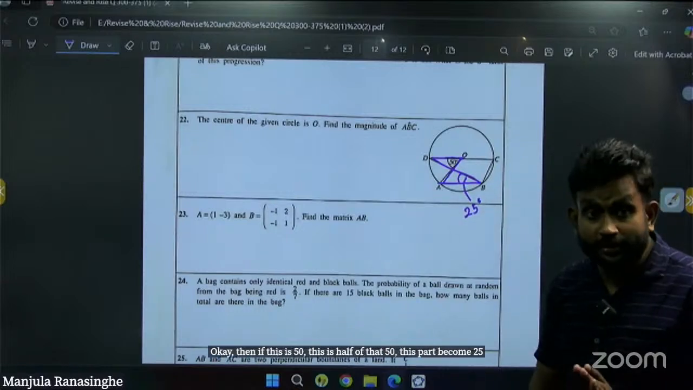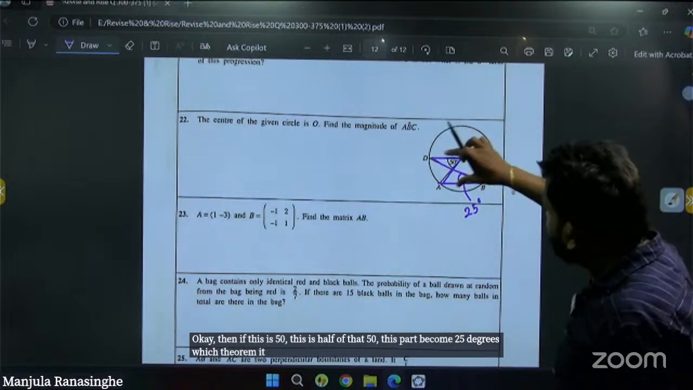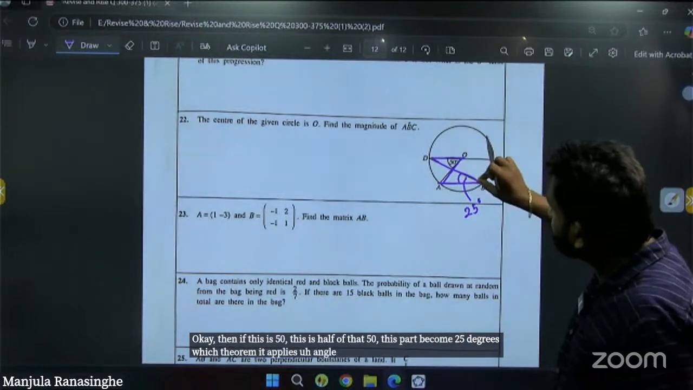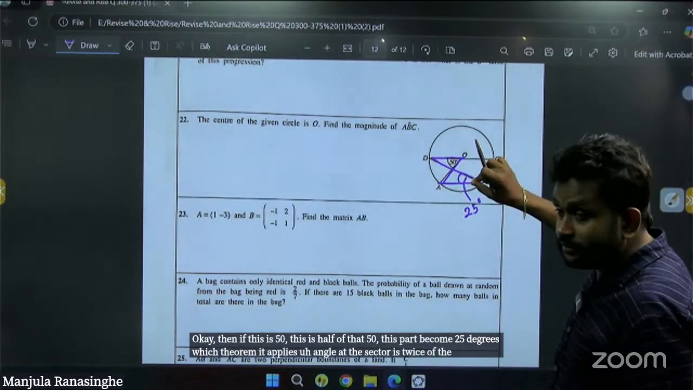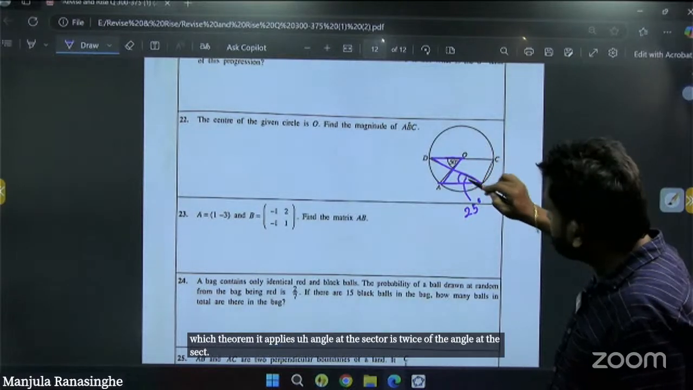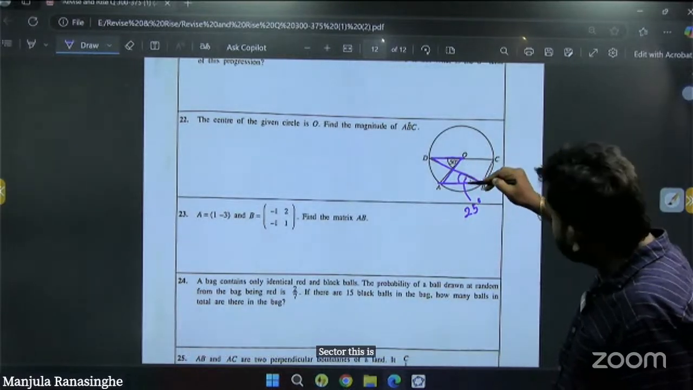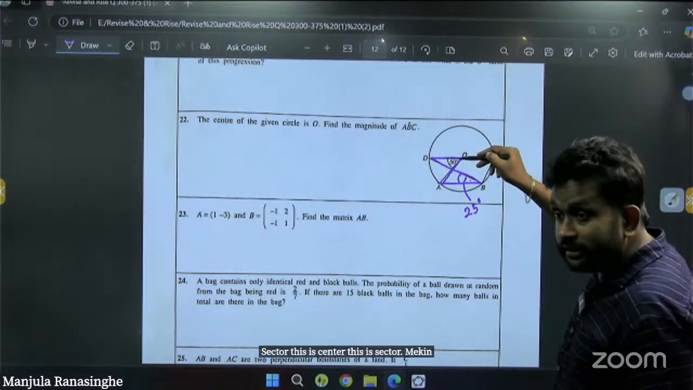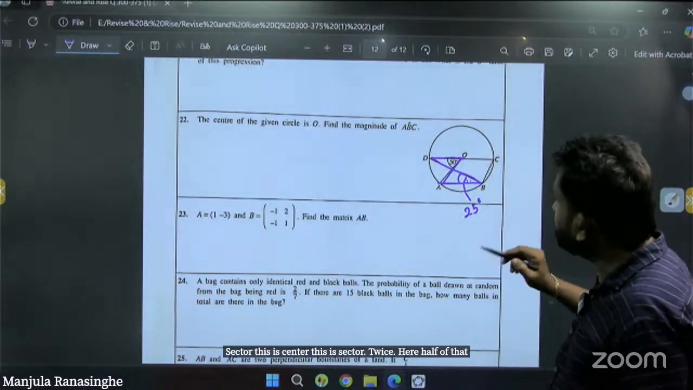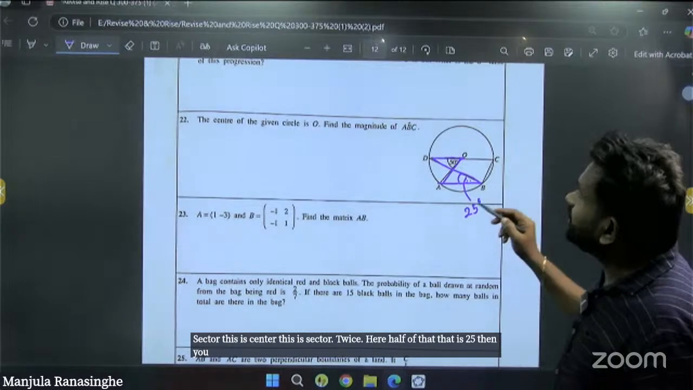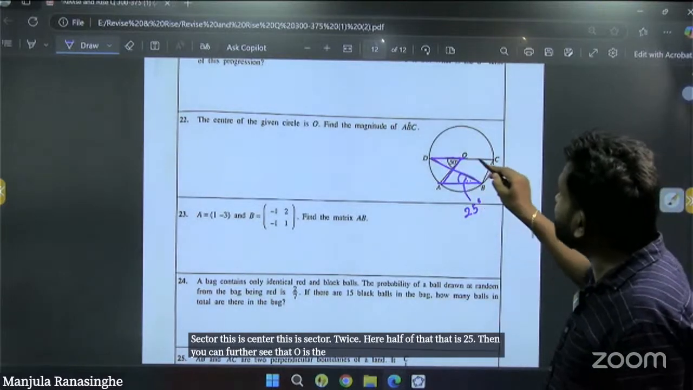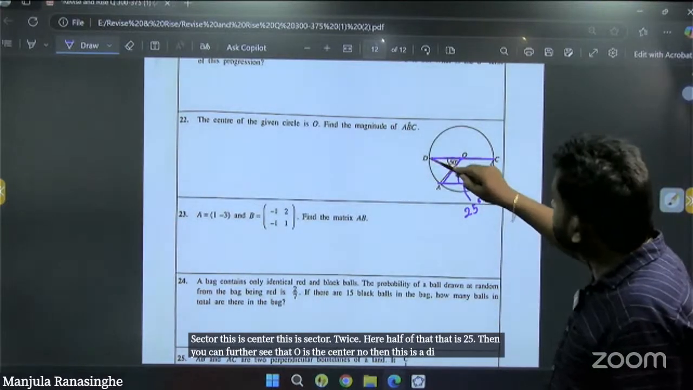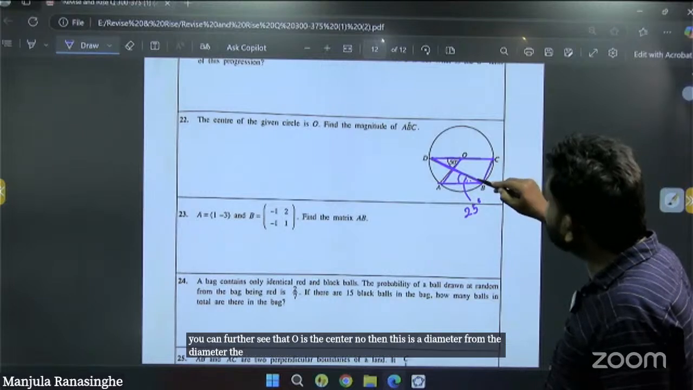Which theorem applies? The angle at the center is twice the angle at the sector. This is the center, this is the sector. Here half of that is 25. Then you can further see that O is the center, so this is a diameter. The angle subtended on the sector from the diameter is 90.